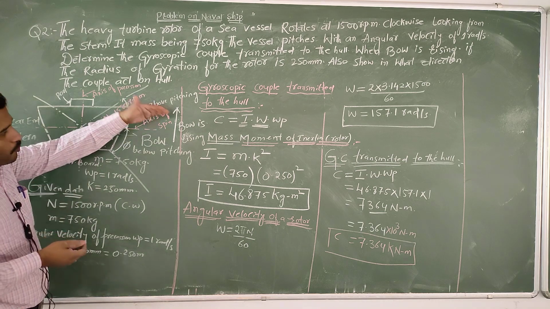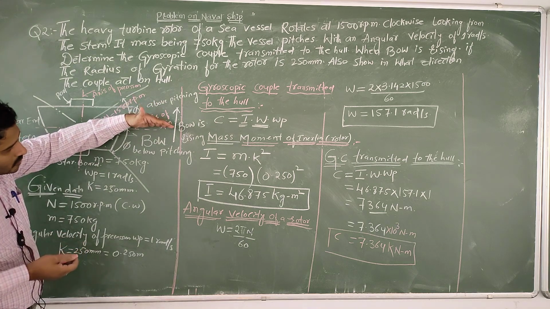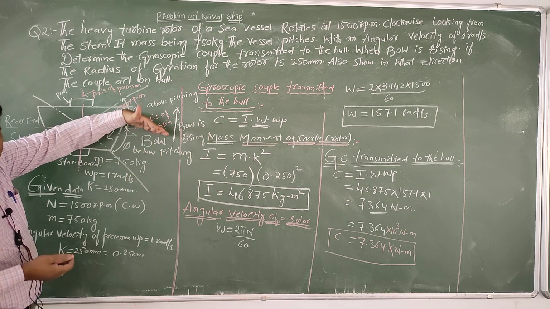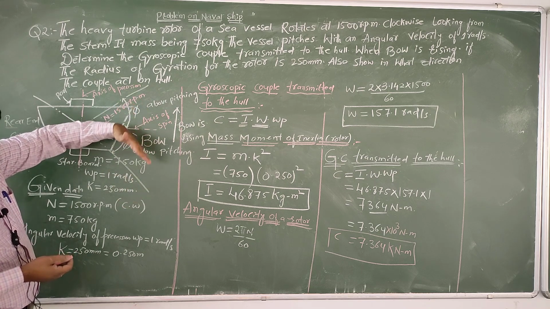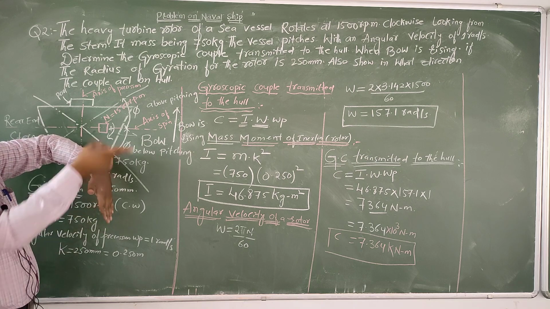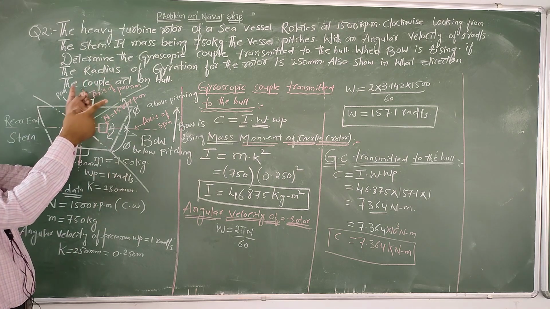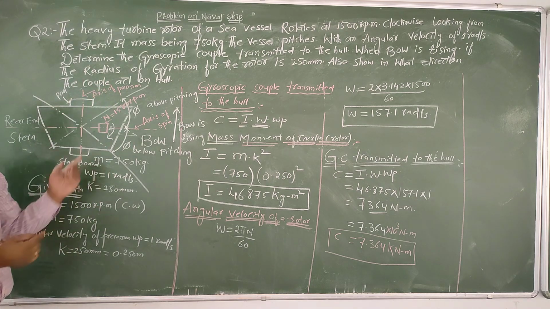If the bow pitching is downward, meaning we are applying the action in which direction? Toward the downward. Then the reactive gyroscopic couple will move toward whom, dear? It will move toward the port. But in this case, what happened?